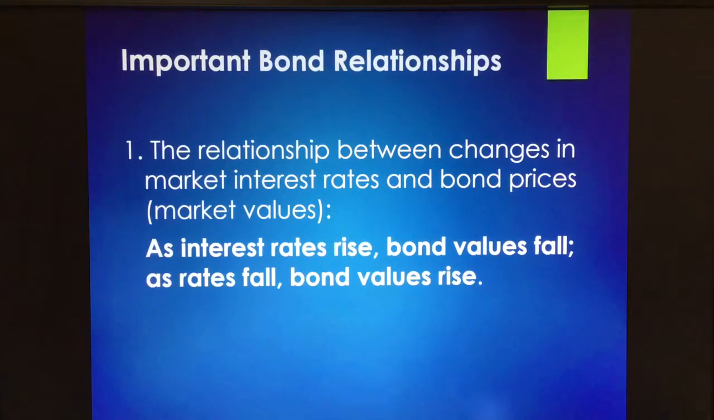Well, let's look at some important bond relationships. First of all, we talk about the relationship between changes in market interest rates and bond prices, or market values. The broad picture is this: as interest rates rise, bond values go down. And conversely, as interest rates go down, bond values go up. In other words, there is an inverse relationship between interest rates and bond prices.